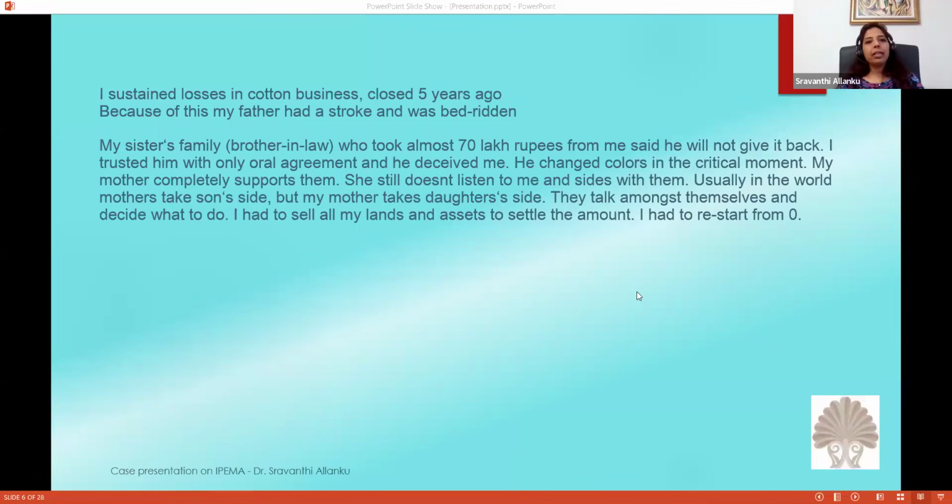Then he says, my sister's family, this was his older brother-in-law, took almost 70 lakh rupees from me, said he will not give it back. I trusted him, with only an oral agreement, and he deceived me. He changed colors in the critical moment. My mother completely supports them. So both the sisters, even the younger sister and her family, have been accepted by the parents. And he believes that whenever there is a family dealing or any kind of discussion, mother and sister's family talk together and then come up with a common front that he needs to tackle.